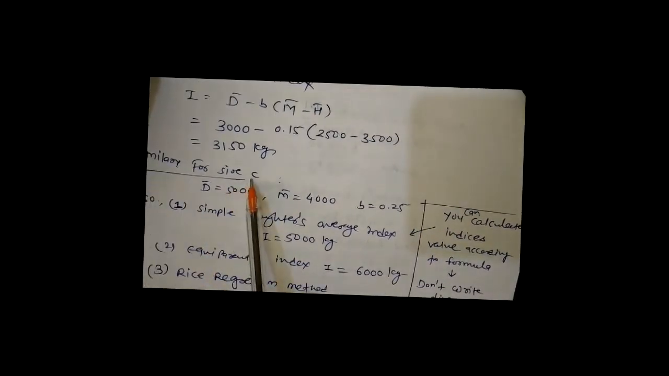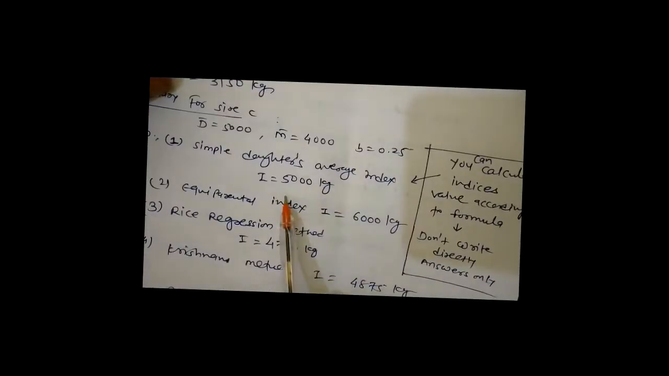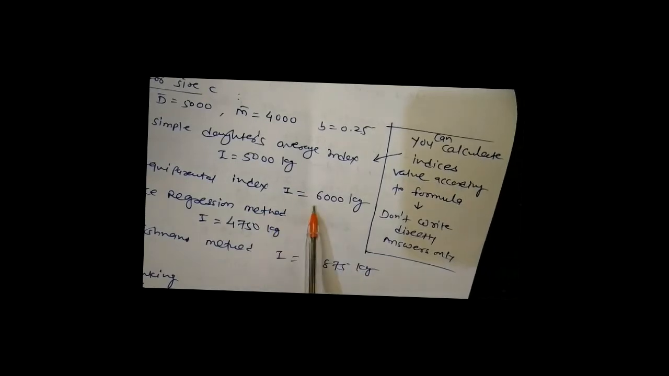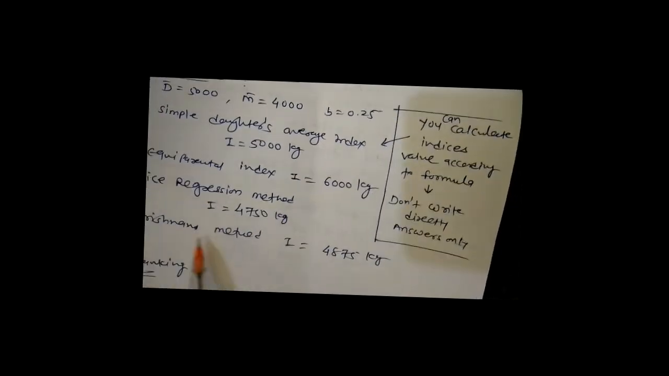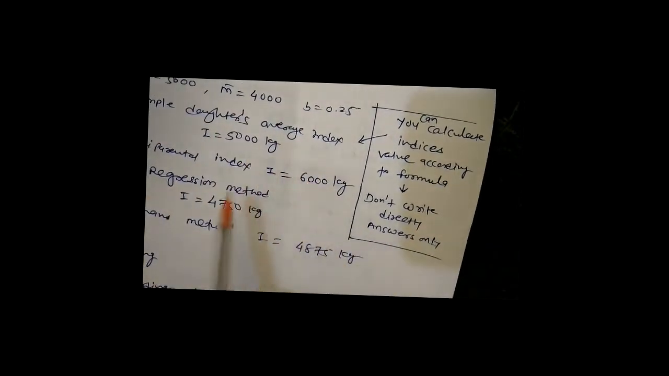Similarly, we can find out the index values for sire C, where d bar is 5000, m bar is 4000, and b is 0.25. So the simple daughter average index I is equal to d bar, so it is 5000 kg. Then the equiparental index I is 6000. Rice regression is 4750 kg, and lastly the Krishnan index is 4875 kg. So you can solve it yourself and find out these values.